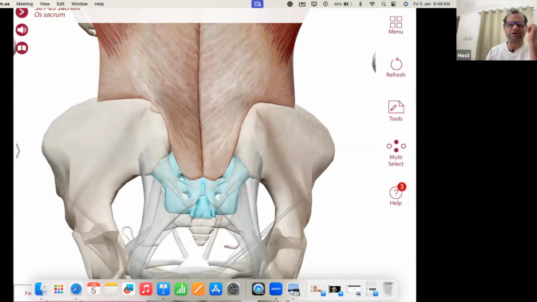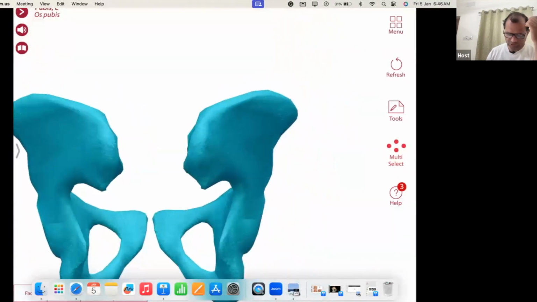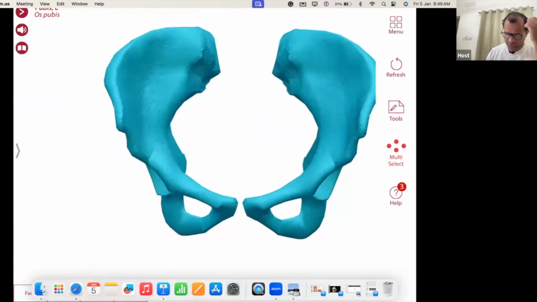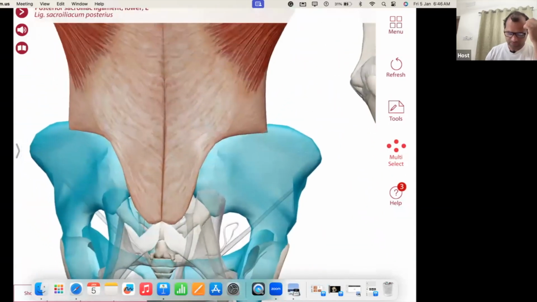Means sacrum is the lower part of the spine. And this is the hip bone. We can see on the side, both side hip we can see here. So the latissimus dorsi also attached with this hip bone. This is the very important bone, hip bone, right? So in this way we can see.